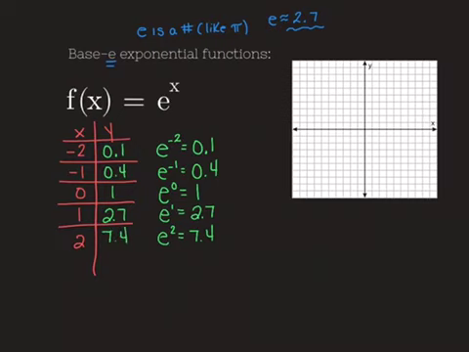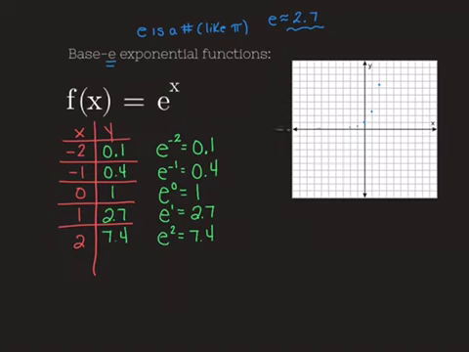And so you'll notice when we go to graph this, it's going to look like 2 to the x. It's just going to increase quicker. So let's plot these points. -2 and then 0.1 is going up just a tiny bit. -1 and then 0.4 is not quite a half. Then we have 0, 1. And then we have 1, 2.7, which is going to be closer to 3. And then 2, 7.4, so almost halfway between 7 and 8.